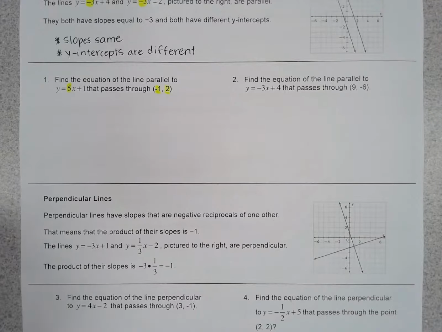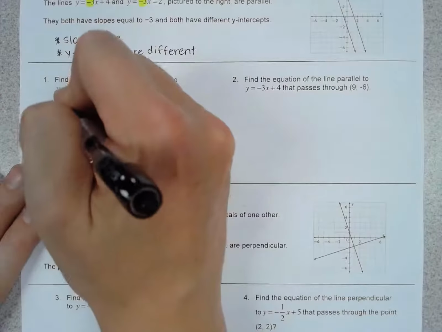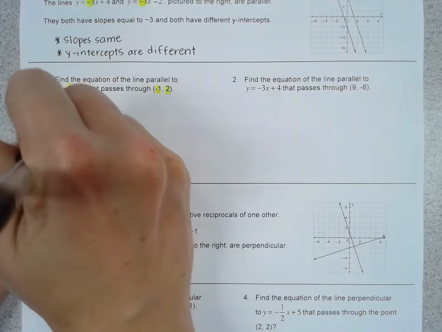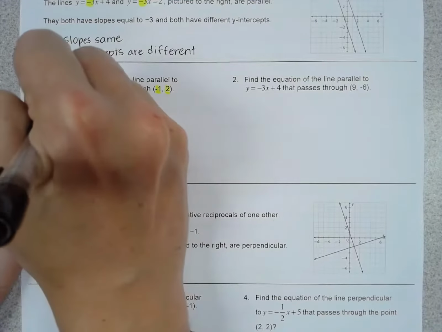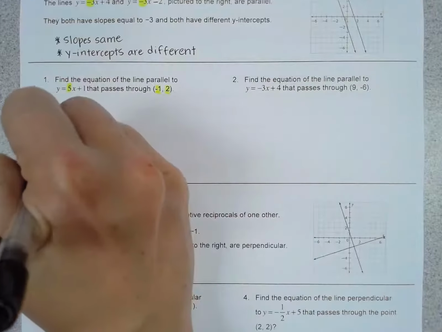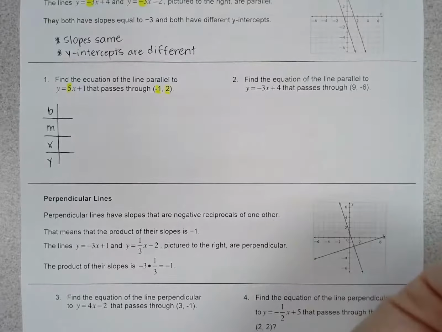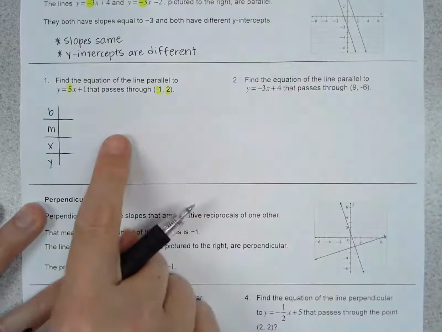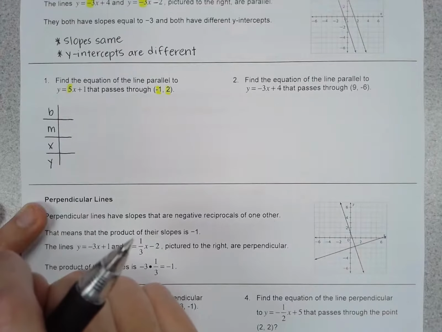In order to solve this, we have to think about what we're trying to do. I need to know the equation, so y equals mx plus b, because it's a line. I need to know the equation of the new line that I'm trying to find. So at Steele Canyon, we teach you to draw a BMXY chart. BMXY. This is just a way to organize the information that has been given to you in the question. The B is never filled in because you're trying to find the y-intercept of the new line that you're trying to find the equation for.